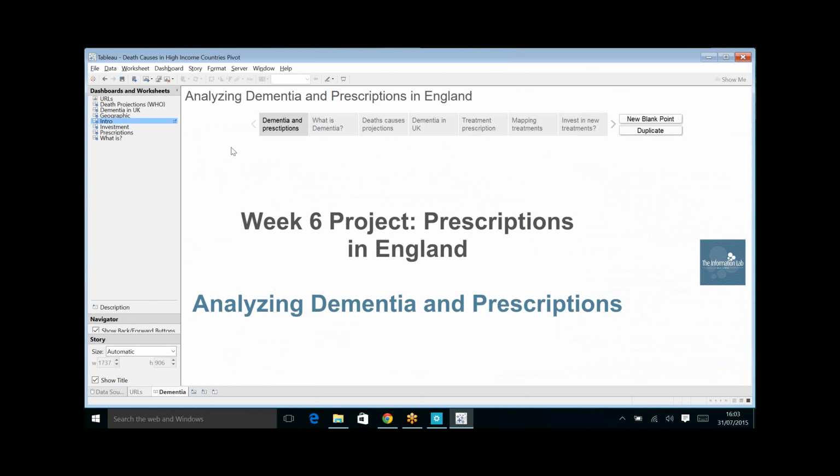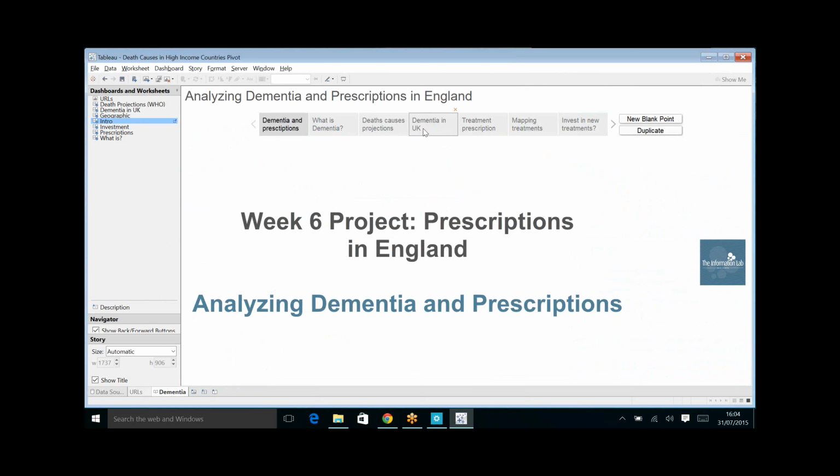So I love the cleanness of this. I think the colors going right through it made a nice consistent workbook. If you could say something that you learned through exploring this, because you've gone through what dementia is, and then looking at how it's treated through the UK, was there anything particularly you felt you learned?